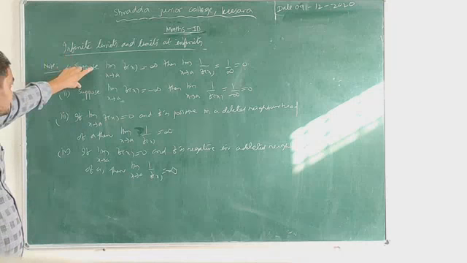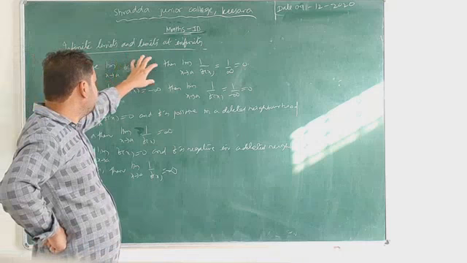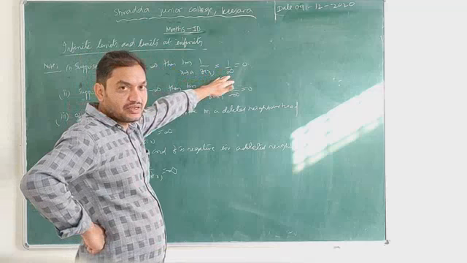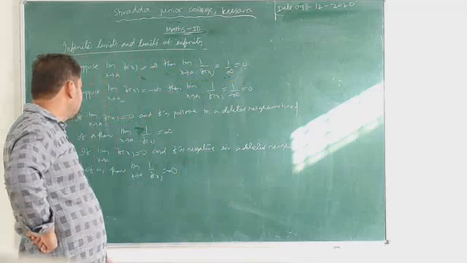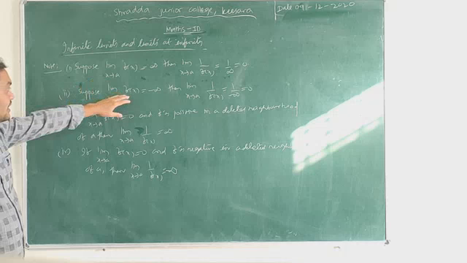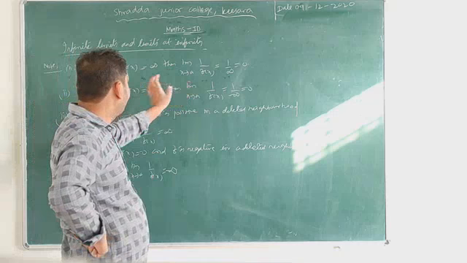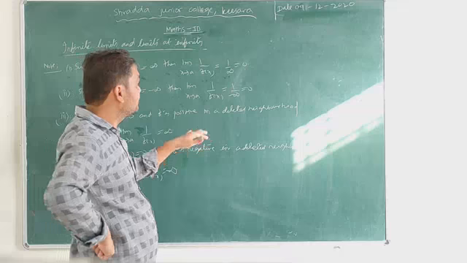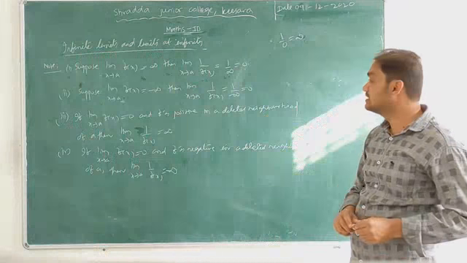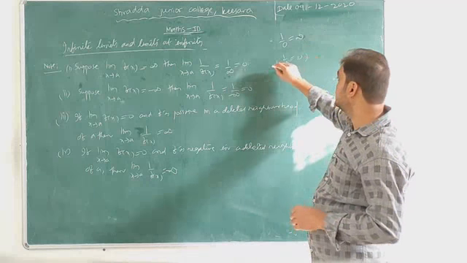What is the first condition here? Suppose limit x tends to a, f of x equals infinity, then limit x tends to a, 1 by f of x is equal to 1 by infinity, which is nothing but 0. The second one: suppose limit x tends to a, f of x equals minus infinity, then limit x tends to a, 1 by f of x is 1 by infinity equals 0. Now 1 by 0 equals what? That is infinity, which cannot be defined. 1 by infinity means what? That is 0.